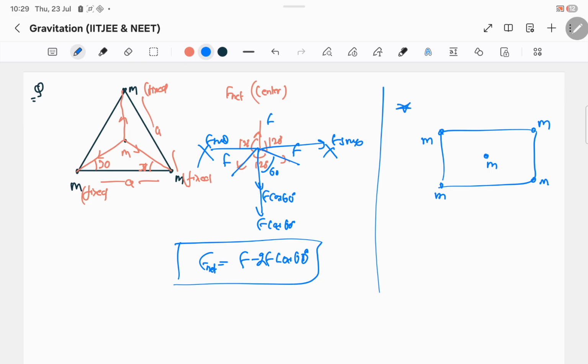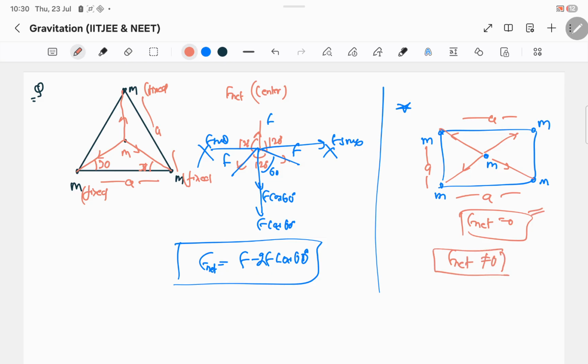Still, if you want another video on this question, I can give you, but I think by taking the hint you can solve this question. It will be again like this. If it is a square like this and the masses are the same, F net on M will be 0, because in every direction they will cancel each other. If it is not a square and the masses are different, then you have to calculate, and F net won't be 0. In a square it will be 0, you can see easily.